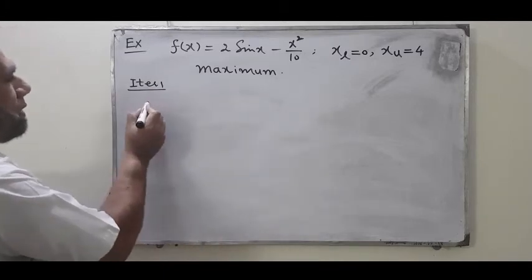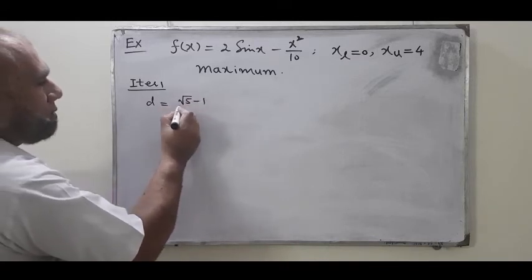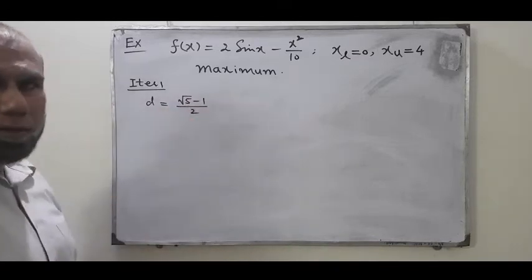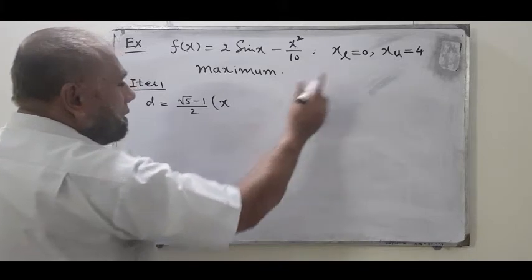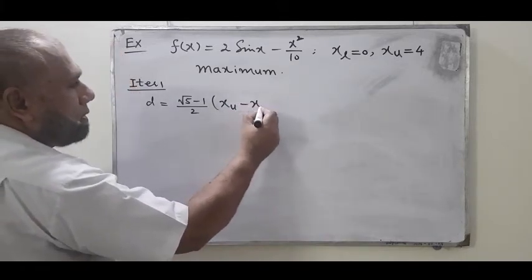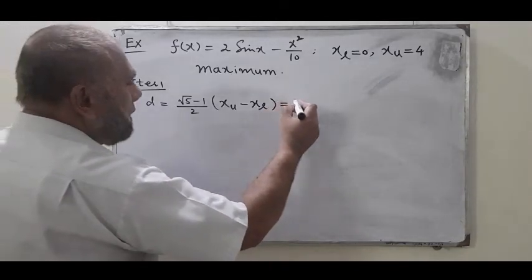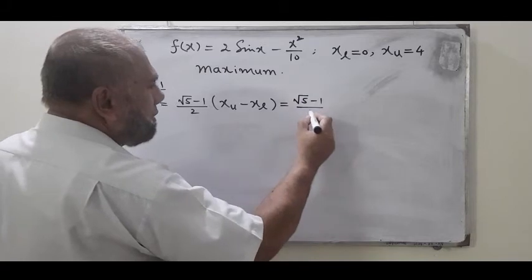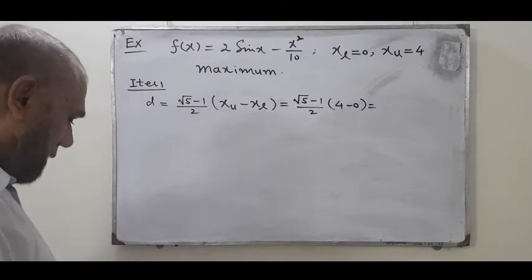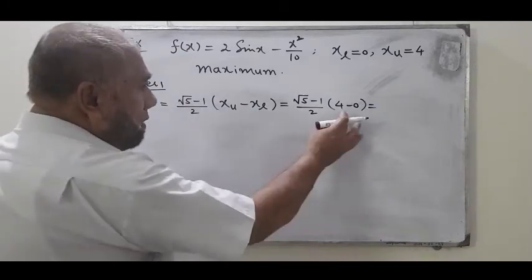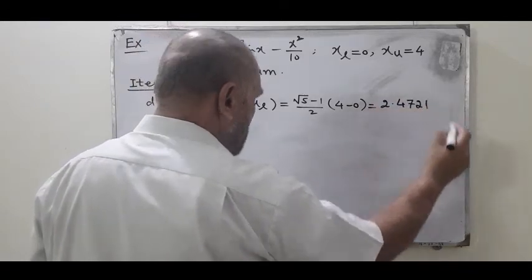So first of all, we'll be finding d, and d will be obtained by using the formula (square root of 5 minus 1)/2. This is the golden ratio times the length of the interval. This is the interval, and just taking the difference of these two endpoints will give you the length of the interval. So the result is (square root of 5 minus 1)/2 times (4 minus 0), and on taking the product of these quantities gives you 2.4721.